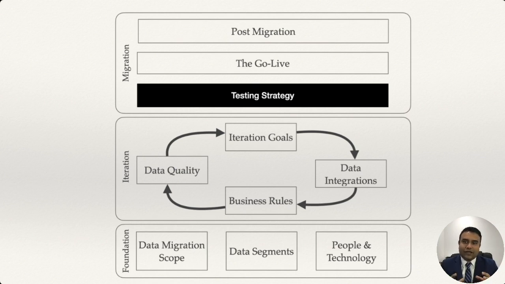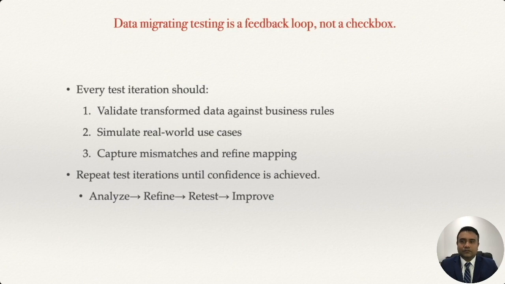Testing creates trust and confidence in the end to end data migration process. Improving testing capabilities with each iteration should be the logical way to progress and gradually improve the data migration success ratio. Many organizations treat data migration testing as a one time validation step rather than a continuous feedback cycle. In reality, you should repeat test iterations until full confidence is achieved in the data migration process to do the big job on the cutover day. In each iteration, data migration stakeholders go through the cycle of analyze, refine, retest, and improve.